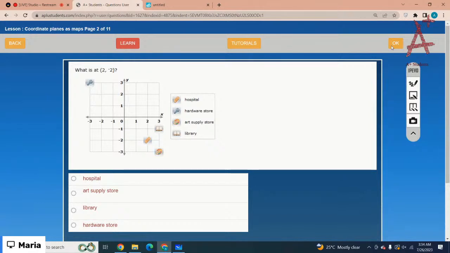So option number 1 is the correct option. Okay, what is at 2 and negative 2? Okay, x is 2 and y is negative 2. Here it is. So just look at this sign here, that is the hospital. That means at x 2 and y negative 2 you have the hospital. So the correct option is hospital.